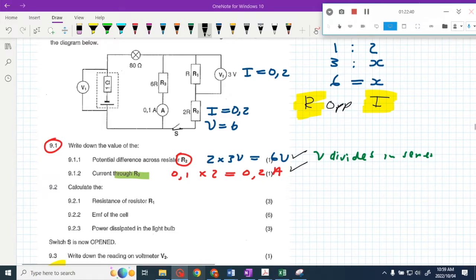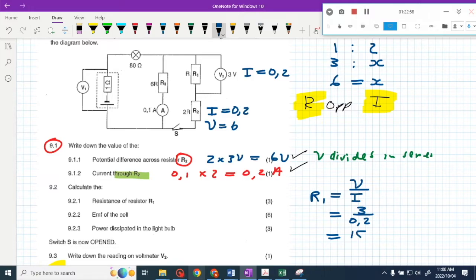Then they said calculate the resistance of R1. So R1 we can calculate by making use of Ohm's law, V divided by I. That's going to be 3 divided by 0.2, which gives us a final answer of 15 ohms. Now the 15 ohms, so for a question like this, you have 3 marks: formula, substitution, final answer. That is the value of R.